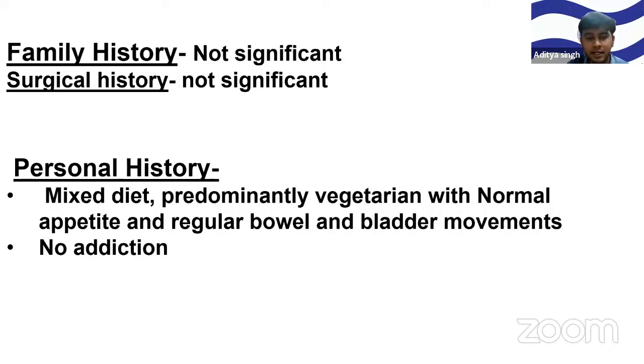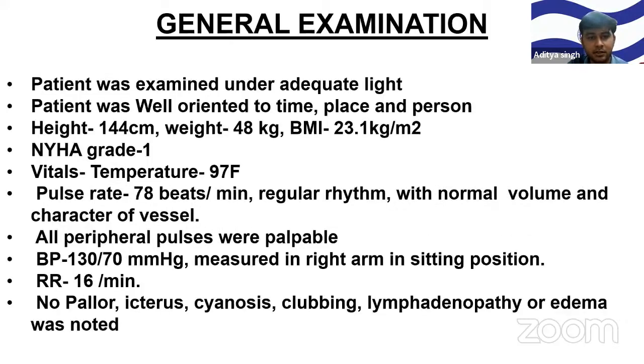Personal history. Patient is receiving a mixed diet, predominantly vegetarian, with normal appetite and regular bowel and bladder movements. There is no history of any addiction. General examination. Patient was examined under adequate light. Patient was well oriented to time, place, and person. Height was 144 centimeters, weight was 48 kg, with a BMI of 23.1. Patient's NYHA grade was grade 1.